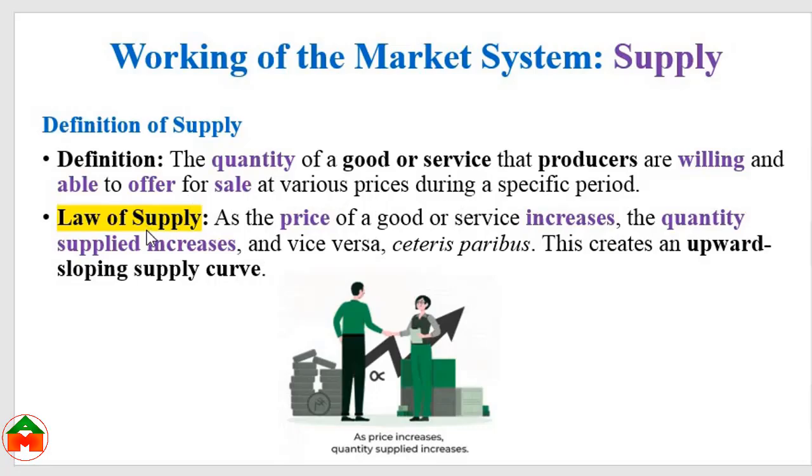There is a law of supply. Whenever there is an increase in price, there will be increased supply. Whenever there is an increase in the price of a product or service, there will be an increase in the supply. Vice versa, whenever there is a decrease in price, there will be a lower supply. Since there is a positive relation, that's why the supply curve is upward sloping.